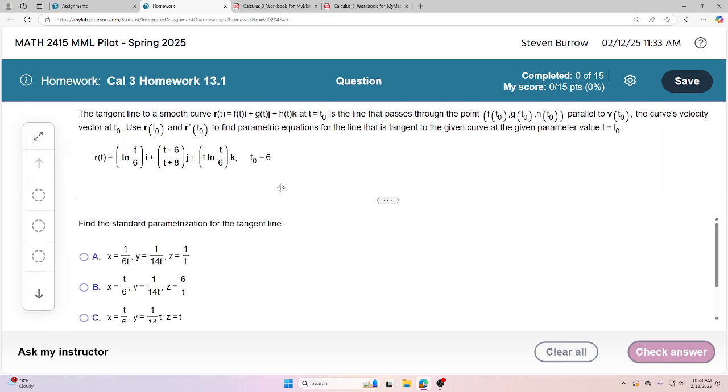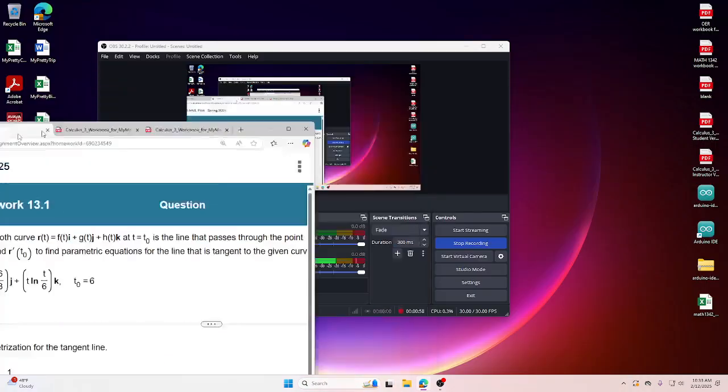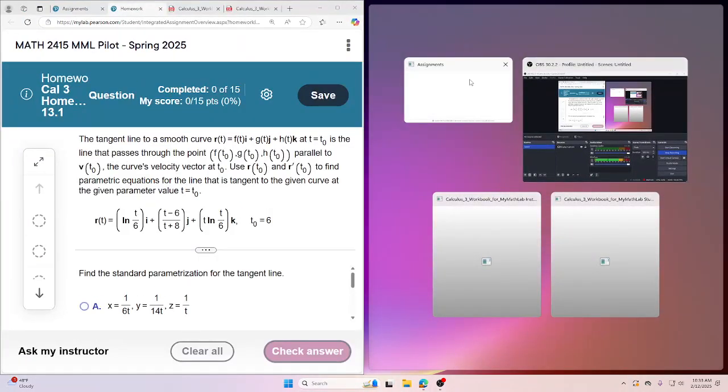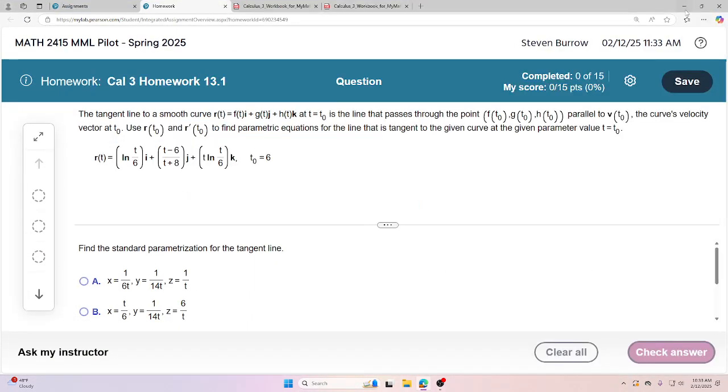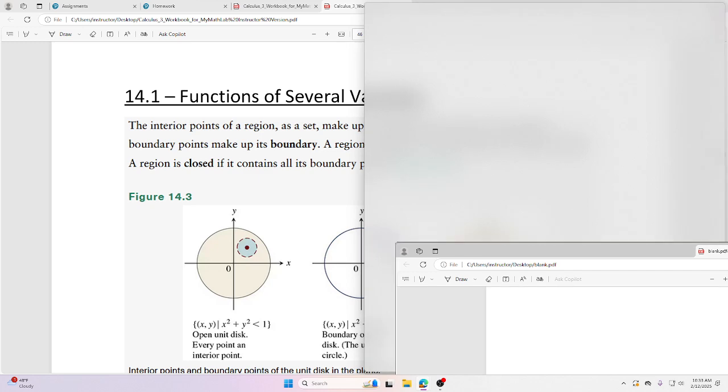Let's talk about it. Tangent line to a smooth curve. This is the line that passes through, parallel to that. So use your original and your velocity to find parametric. Oh, easy. You're right that it has a lot of blah, blah, but because I've been used to listening to their blah, blah, you get used to it eventually.